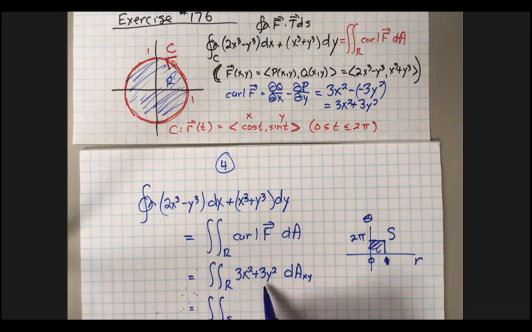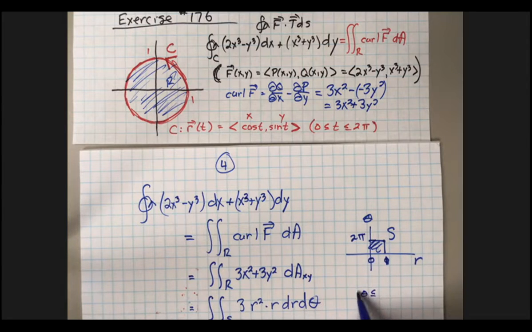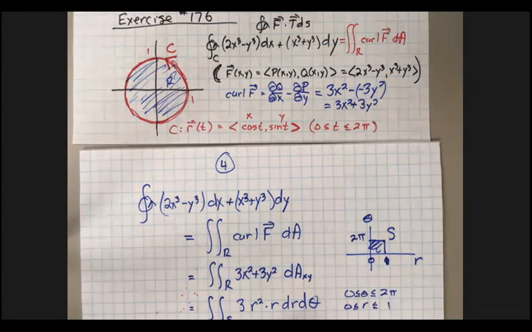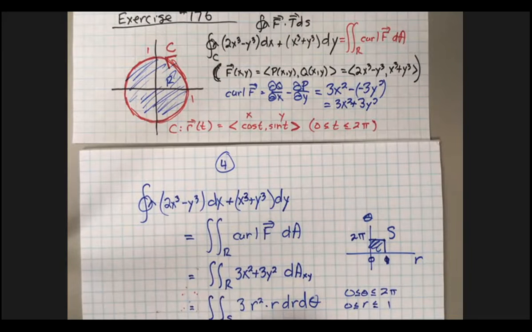So 3x squared plus y squared is going to be 3 times r squared. And then if I go polar, remember dx dy will be replaced by r dr d theta. The theta is going to go from 0 to 2 pi, and the r is going to go from 0 to 1. So now we're just going to crunch this integral, 0 to 2 pi, 0 to 1, 3 r cubed dr d theta.